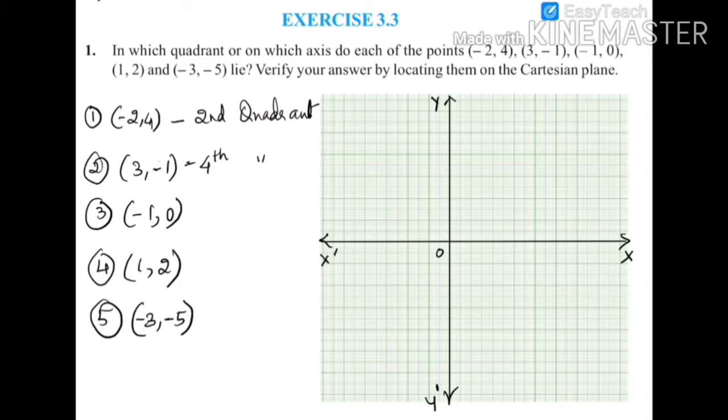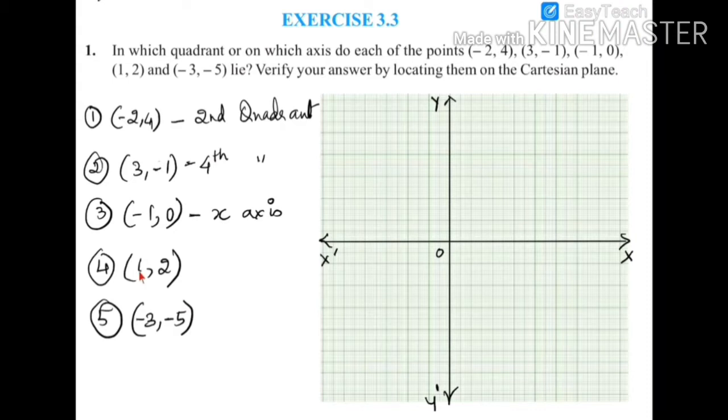The third point is -1 and 0. So we have x coordinate negative and y coordinate is 0. So when the y coordinate is 0, this point will lie on the x-axis, not in a quadrant. Remember, if any of the coordinates is 0, that point lies on the axis. If the y coordinate is 0, then it lies on the x-axis. So this point lies on the x-axis.